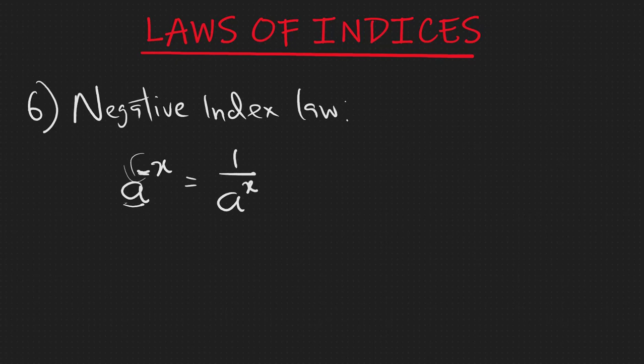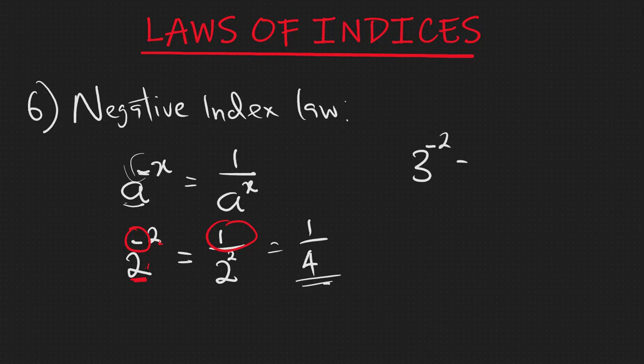If we have 2 raised to power minus 2, it is the same as saying the reciprocal of 2 raised to the power of 2. So this negative sign will give you this reciprocal, then this base to the power of 2 will always be at the bottom. So we have 1 all over 2 raised to power 2, which is 4, giving you 1 over 4. Another example: 3 raised to power minus 2. This minus sign gives 1 over 3 raised to power 2, which is 1 over 9.